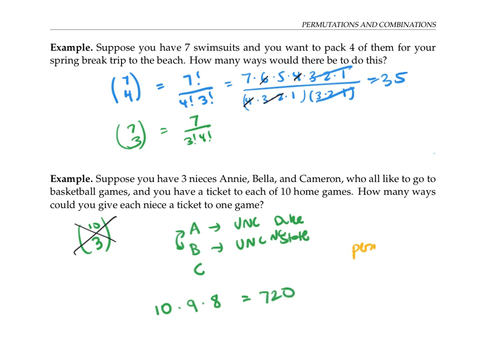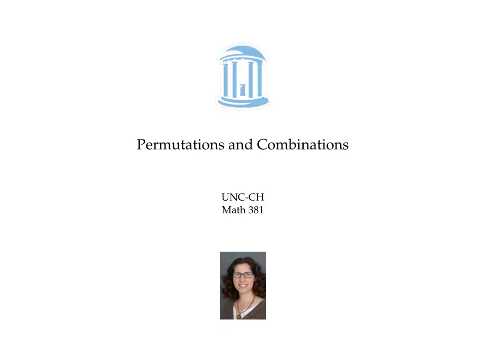Here we have a permutation, and here we have a combination. This video gave some basic examples of permutations where order matters and combinations where order doesn't matter.